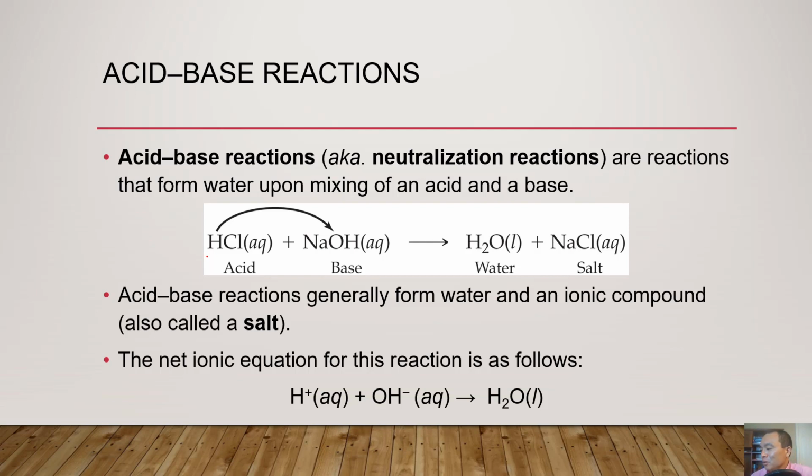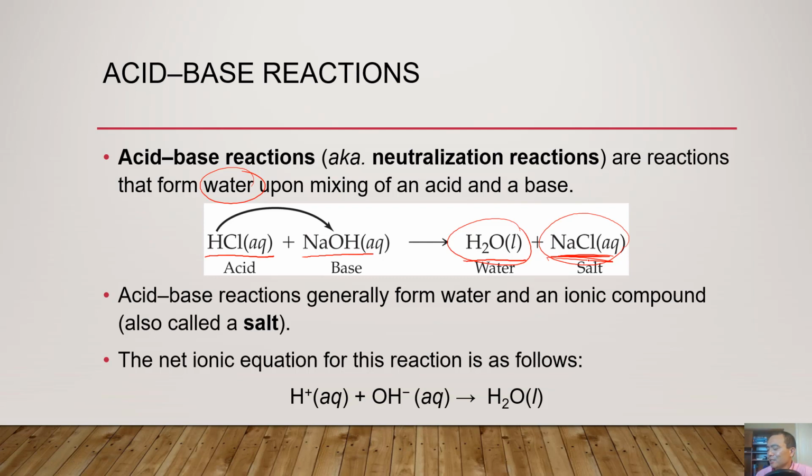For example, when hydrochloric acid reacts with sodium hydroxide, it generates water and table salt. Remember, when an acid reacts with a base, it always generates water and it generates a salt. Salt means an ionic compound. So it's always water. Here is table salt, but again, an ionic compound is also called a salt.